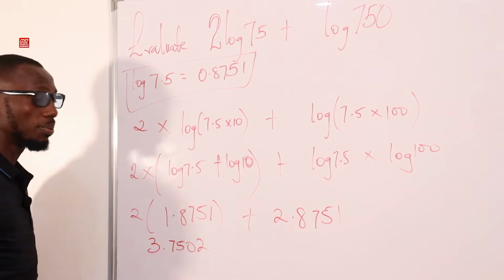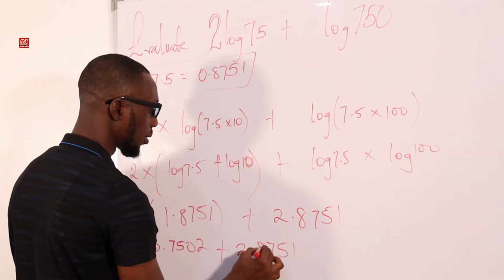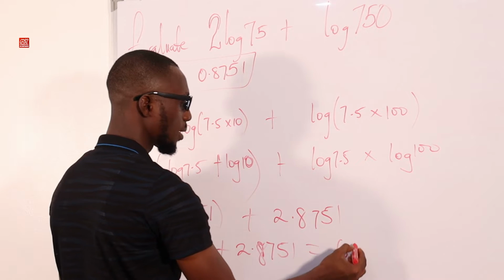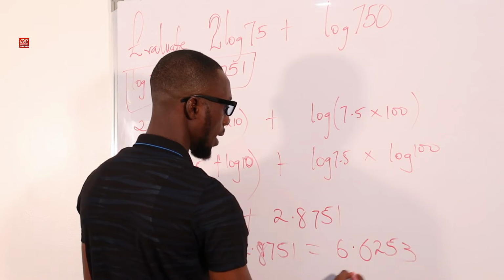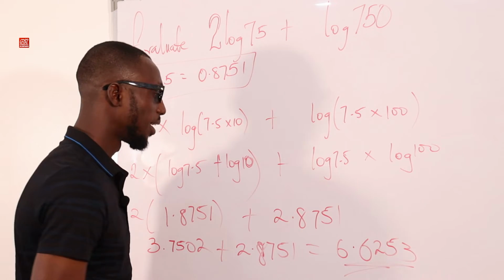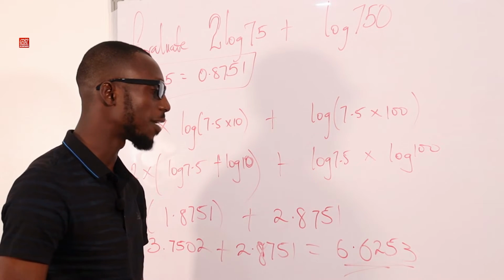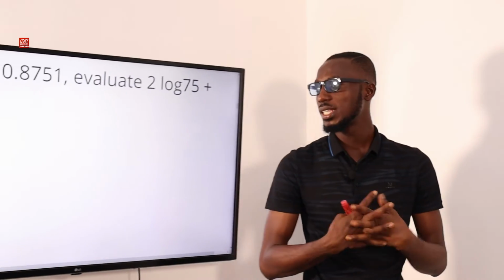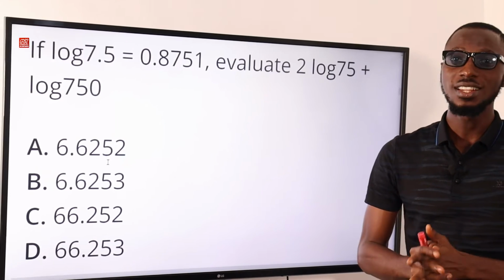When 2 multiplies this, what we should have is 1.7502. When we add it up to this 2.8751, by the time we carry out our addition, we should have somewhere around 6.6253. Yes, this is what we should have. We can do our sum somewhere there, but let's just save our time and go straight to the answer. So we should have 6.6253. Join me as we go back to the screen to point out the correct option. We have 6.6253 in option B, so option B is the correct option.